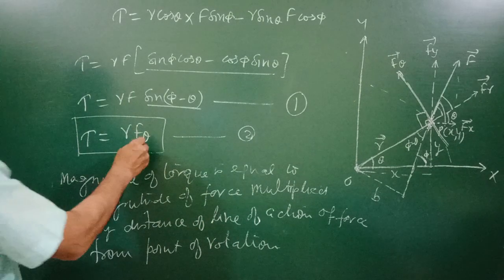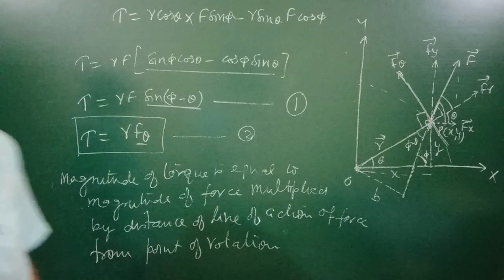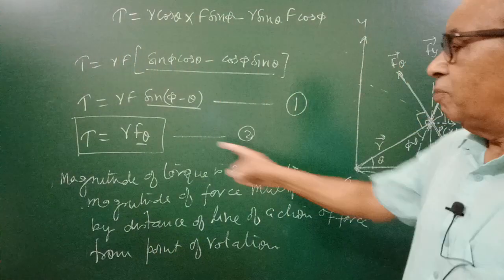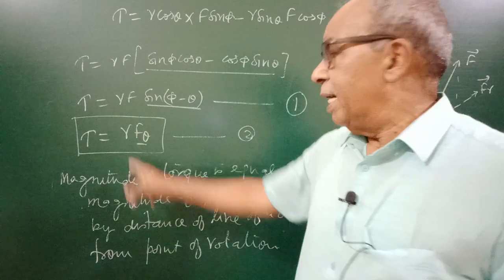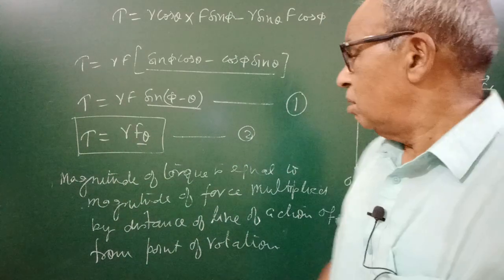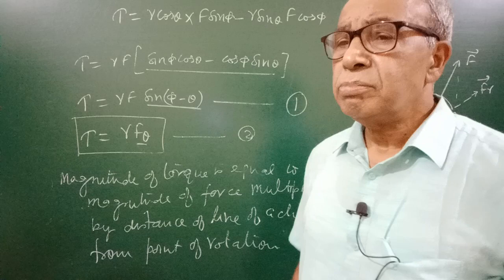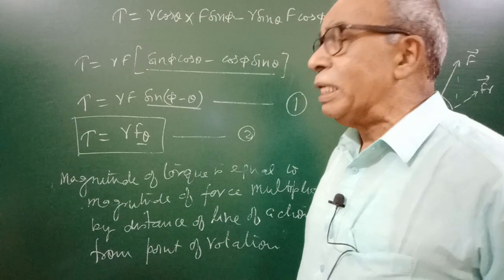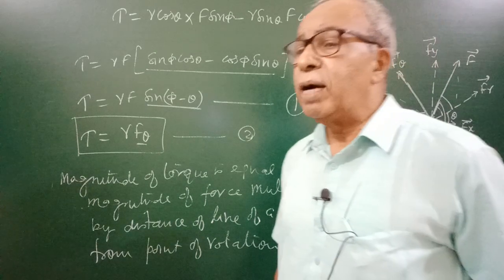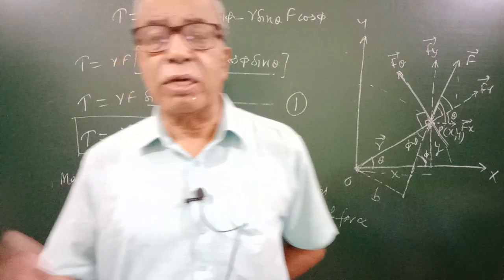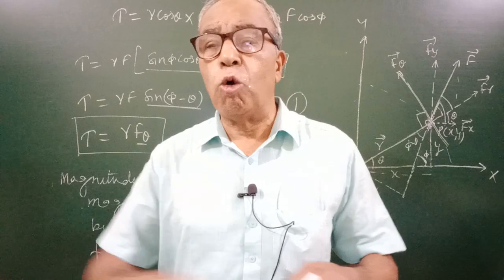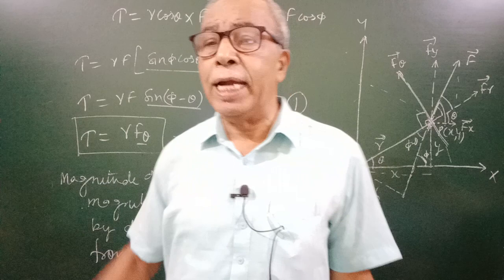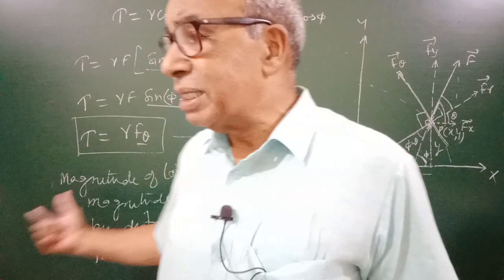So for a given force, if the arm increases, the torque increases. If we keep the force the same and increase the distance r, then the magnitude of torque will increase. That is why, to open a hard nut, we use a spanner with a long arm. Due to this, the door handle is fixed farthest from the hinge.